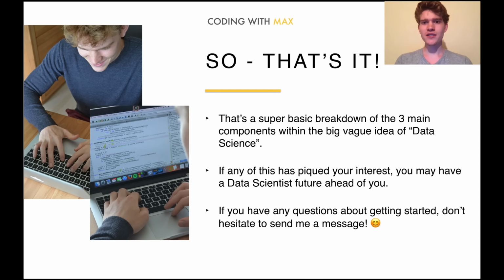If any of this has piqued your interest, then you may have a data science future ahead of you, and I encourage you to continue to pursue your interest.